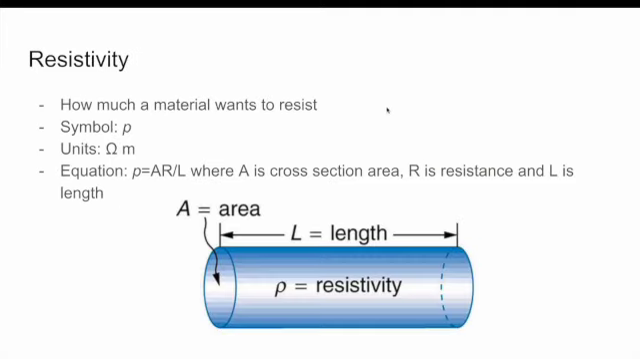So now let's look at resistivity. Resistivity is basically how much a material wants to resist based off its inherent properties. The symbol is this curved P here. The units are ohm times meter, and that's called ohm meters. And the equation for resistivity is AR over L, where A is cross-sectional area, so here it's the area of this circle, R is the resistance of this wire, and L is the length of the wire.